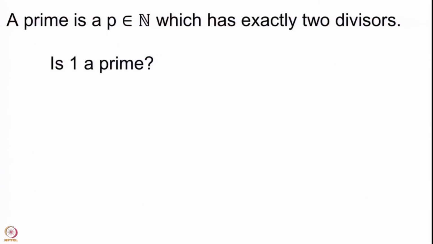Is 1 a prime? What would you think? How many divisors are there for 1? We saw just now that for 1 there are no two divisors, because for any natural number A, there are two divisors 1 and A, but 1 unfortunately has the property that both these divisors become the same. So the number of divisors of 1 in N is 1. 1 is the only unfortunate number in this way. So 1 cannot be a prime.